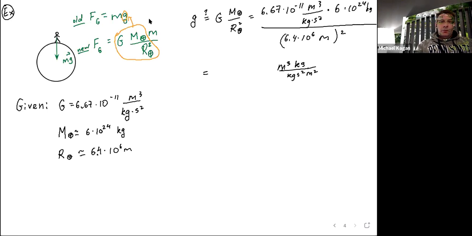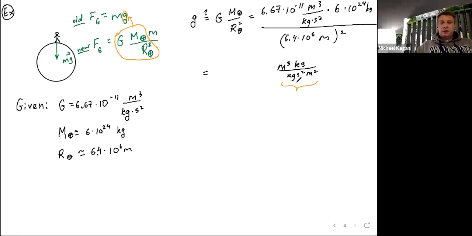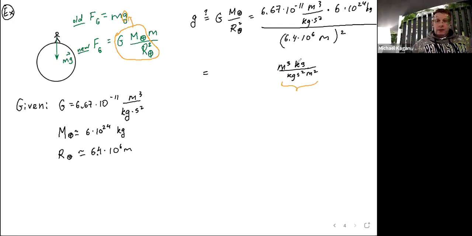And at this point, you pause and check if this combo is making sense. If we simplify it, what do we get? Kilograms cancel, meter squared cancels. We get meter per second squared. Is this the right combo for us?